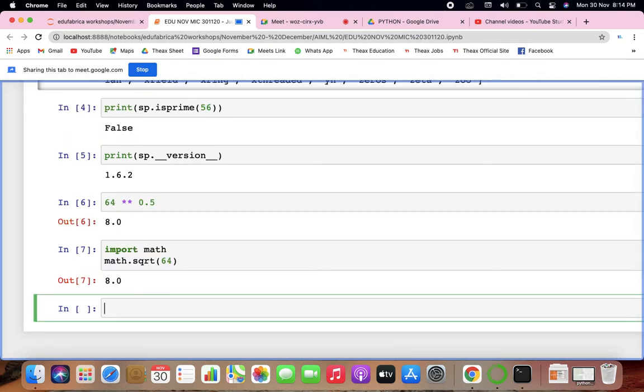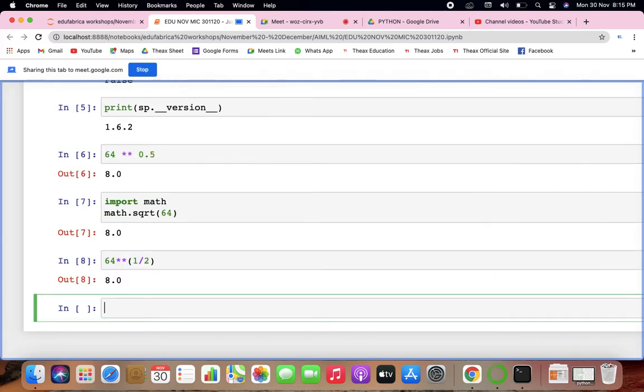There could be several ways of finding the result. What you can do is 64 to the power of 1/2, something like this, right? Still you get the result, right? So there can be a lot of ways to find things. Just a minute, 1/2 is on, let's verify this.